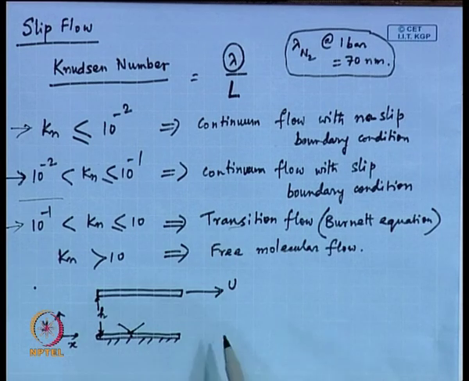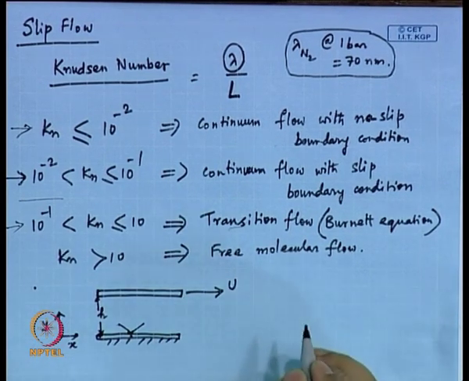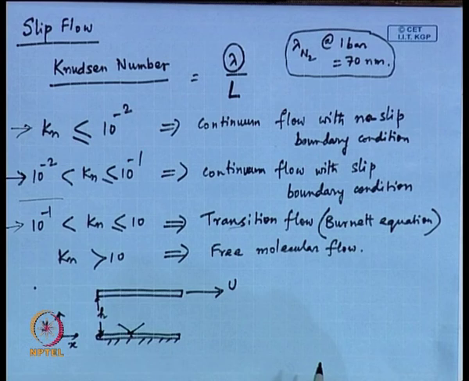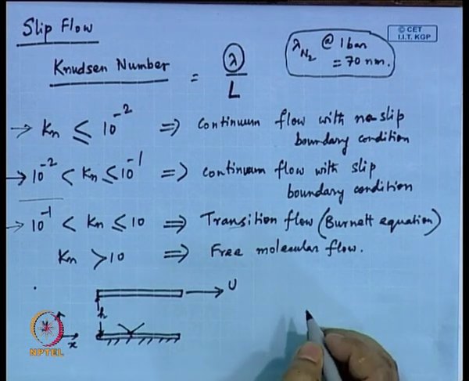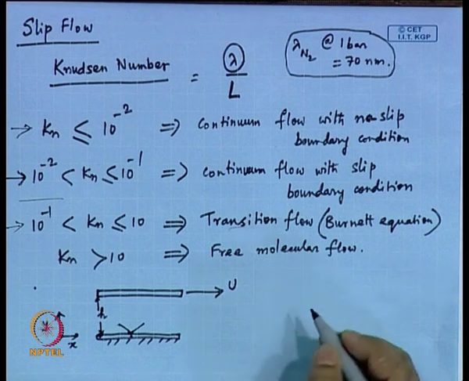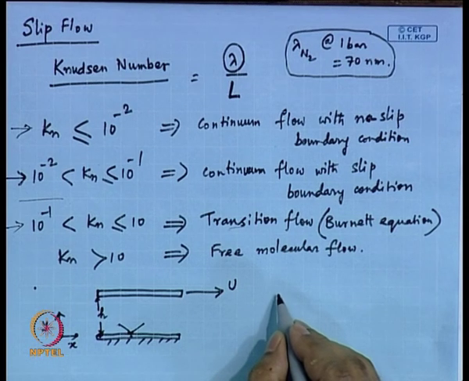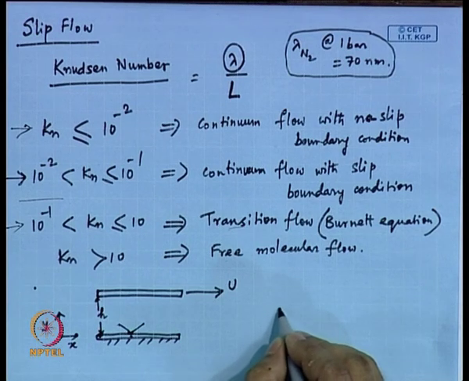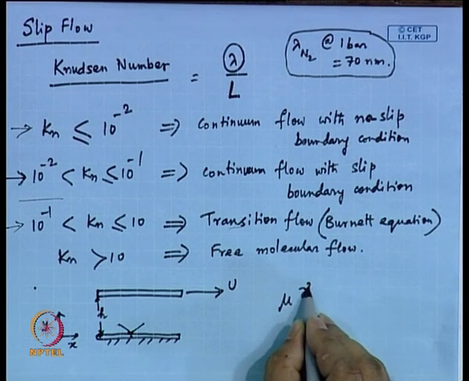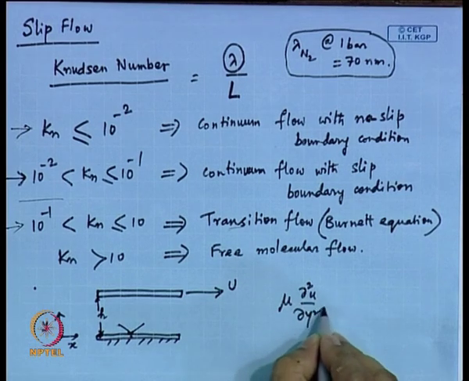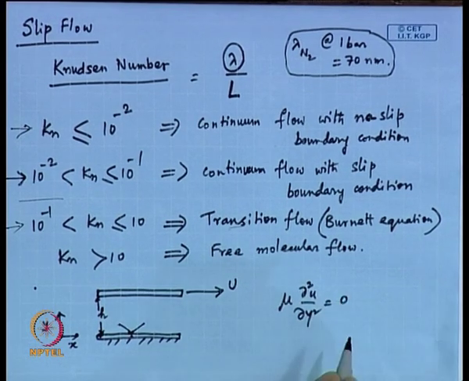Let me first write the Navier-Stokes equation, I mean the basic equation that we use. But before that we need to write down those assumptions first, what all assumptions we make to get into that equation. Maybe the better option would be to give the final expression first, and then say what all assumptions we have there. We typically write this as mu times del square u by del y square equal to 0. This is what you have.